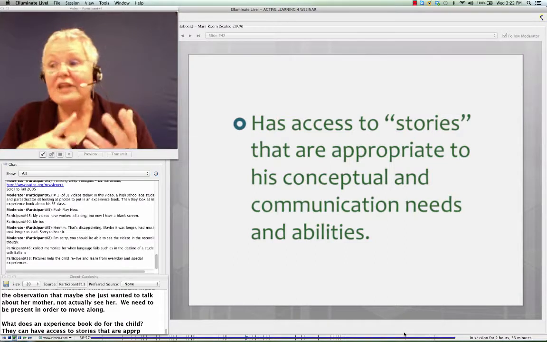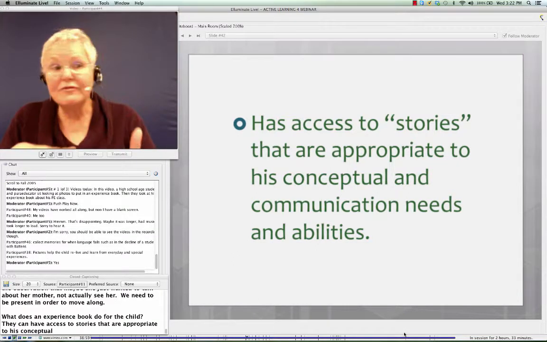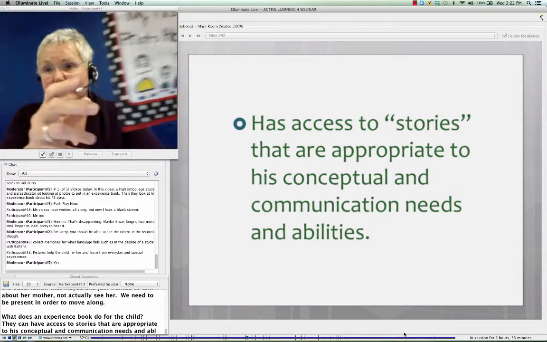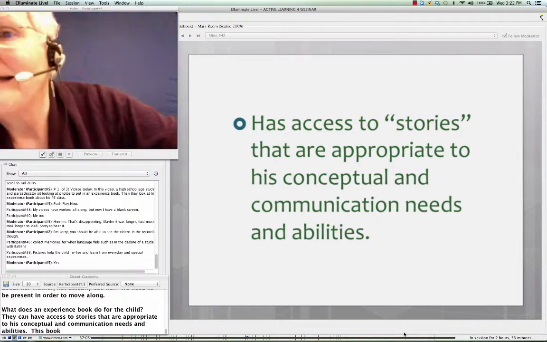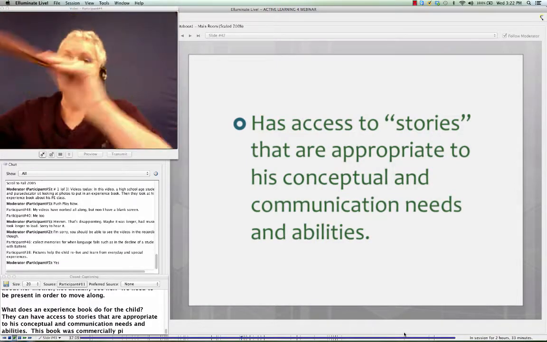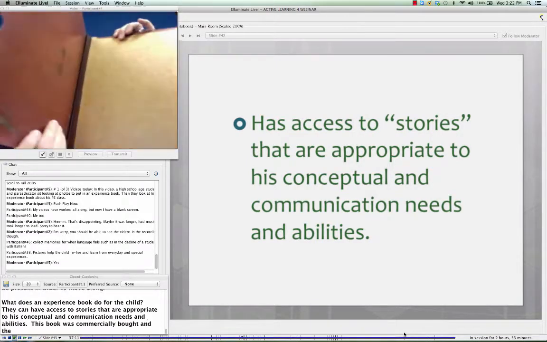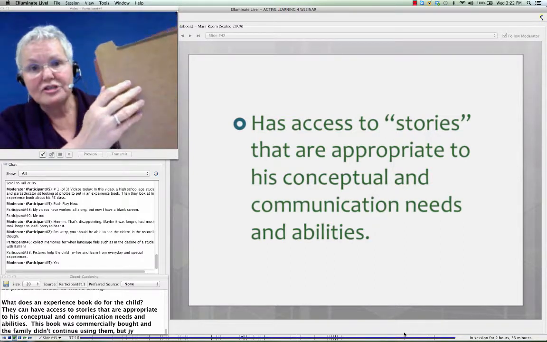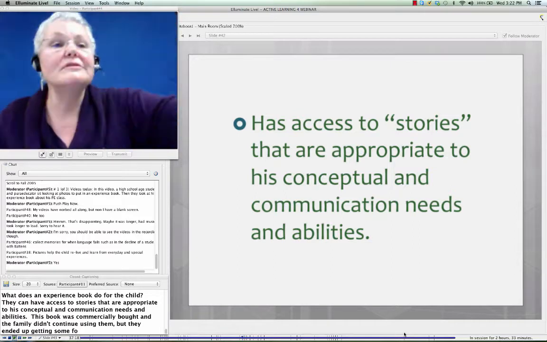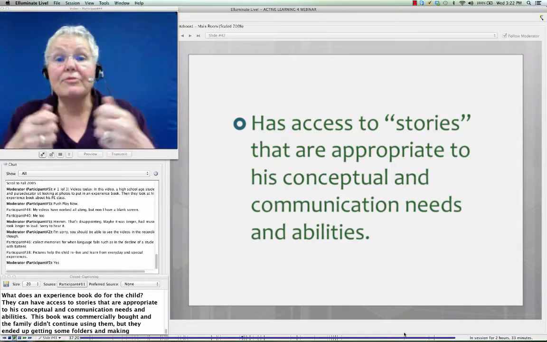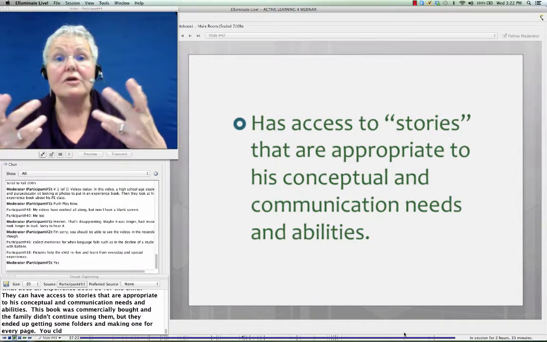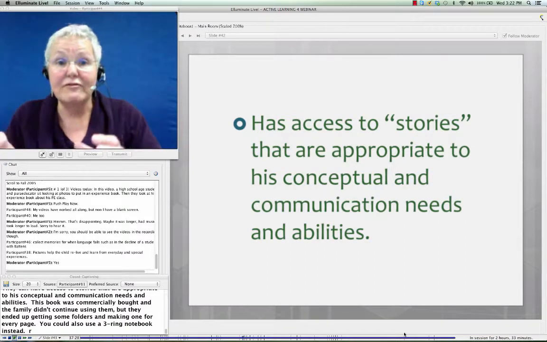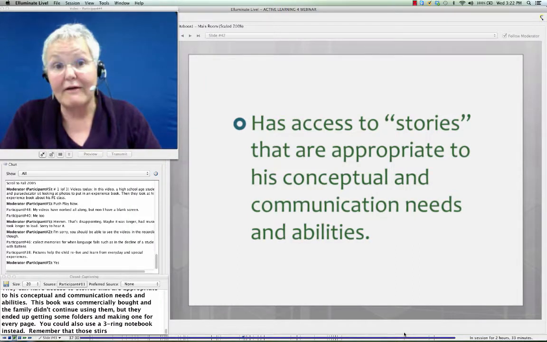And you can do books in many different forms. This happened to be something that was commercially picked up. The family did not continue making books with those, but they used some old folders that they found and actually did one for every page. So you can use so many different things. You can use a 3-ring notebook. So keep in mind that those stories can look different. They can be in different kinds of materials.